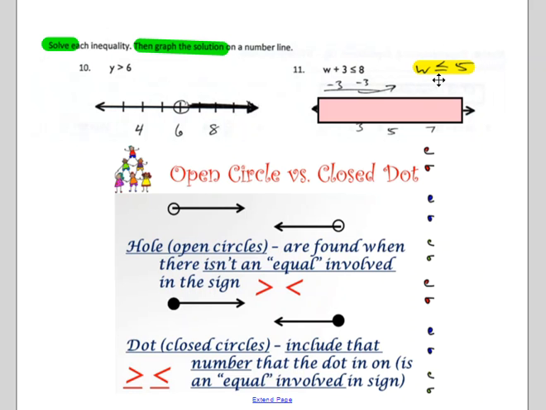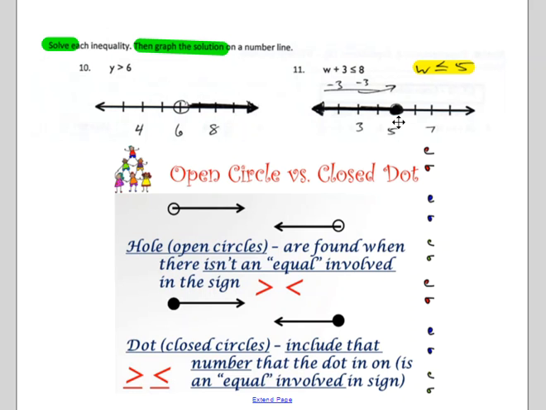W is less than or equal to 5. Notice I didn't change my inequality symbol. It's the same as it was in the problem. I've just taken 3 away from both sides to get the variable by itself. So when I graph that, that's going to look like this, a closed dot on 5. Okay, that should be shaded in. And all the numbers that will make this true will be less than 5 as well.